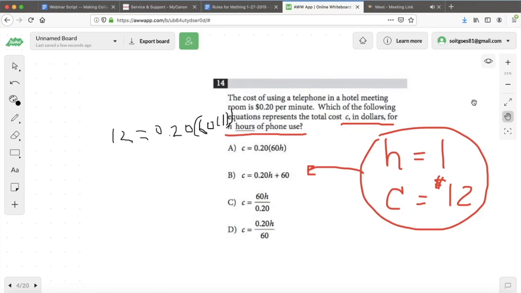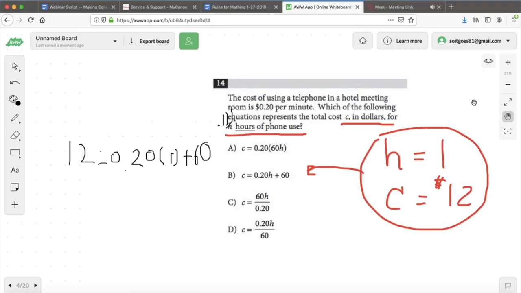Go ahead and look at answer choice B. I'll clear a little bit of space here for you. Go ahead and plug those values into answer choice B. What's that going to equal? It's going to equal 12. All right, Simon, does that give us a true statement, yes or no? No. Not even close, right? That would be 12 equals 60.2, which is silly. So answer choice B is gone.